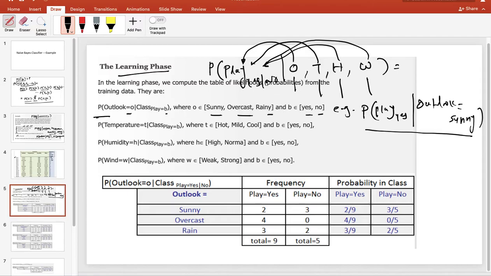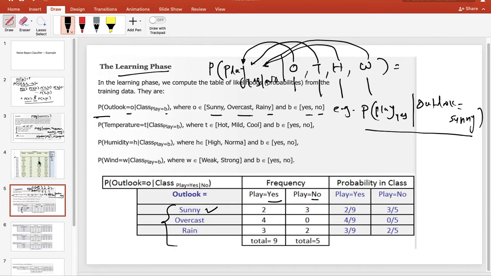So how to compute these probabilities? Let us see here. Outlook is taking three values and play is taking two values, yes or no. Now when the outlook is sunny, how many times did we play and how many times did we not play?